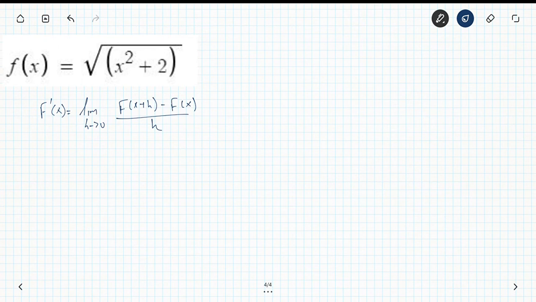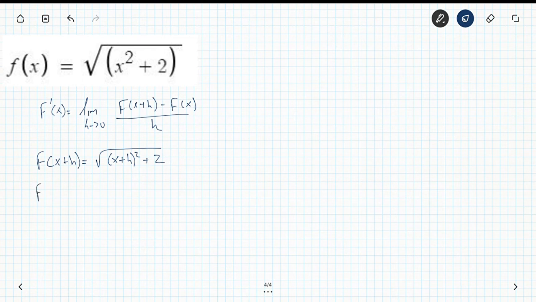Wash on, wash off, that kind of thing. Alright? So, you know what f of x is. You do not know what f of x plus h is. So you evaluate that and you're going to get x plus h squared plus 2. Now remember, you're writing x plus h instead of x, so that's why I put an extra parentheses there.